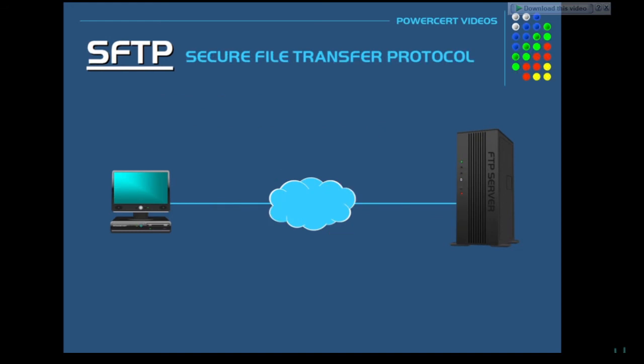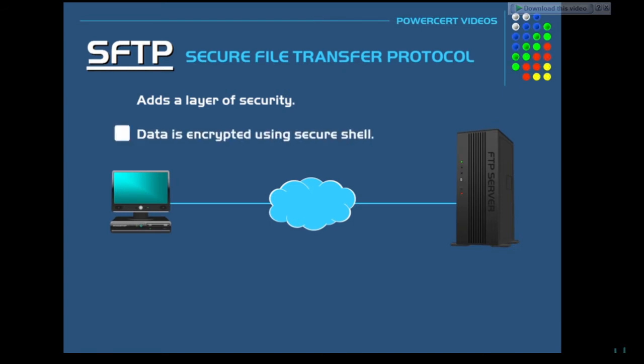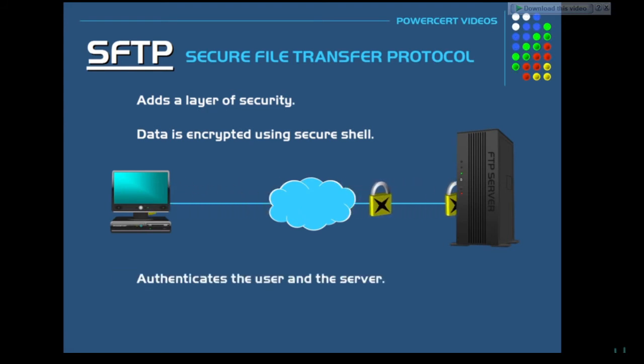However, if you're going to transfer data that needs to be protected, a more secure transfer protocol should be used. And that's where SFTP comes in. SFTP stands for Secure File Transfer Protocol. Now, Secure FTP is just like FTP, except that it adds a layer of security. The data using Secure FTP is actually encrypted using Secure Shell during data transfer. So no data is sent in clear text. It's all encrypted. And Secure FTP authenticates both the user and the server, and it uses port 22.